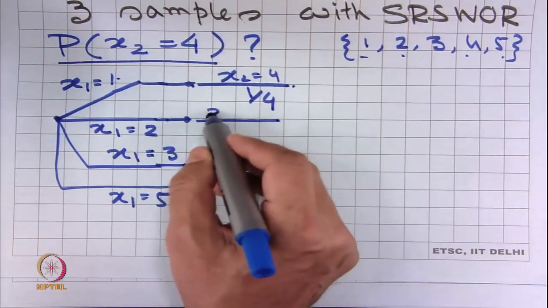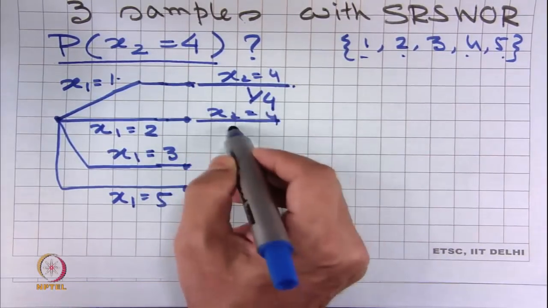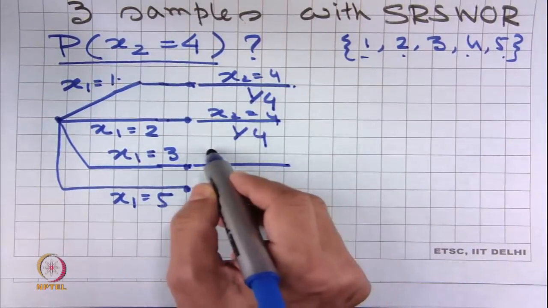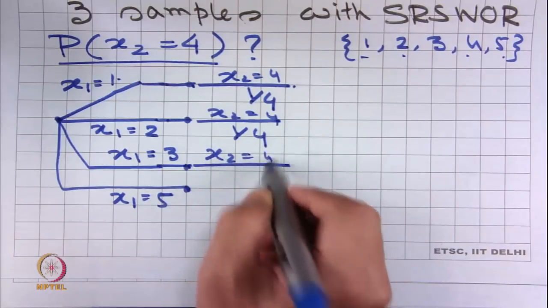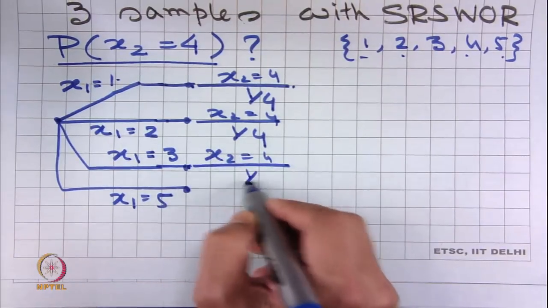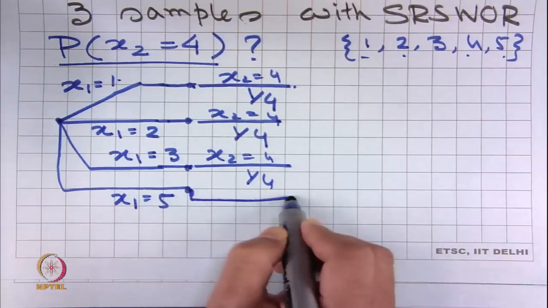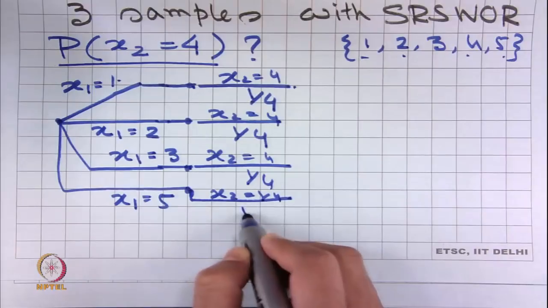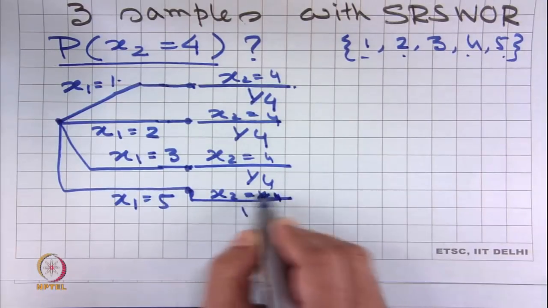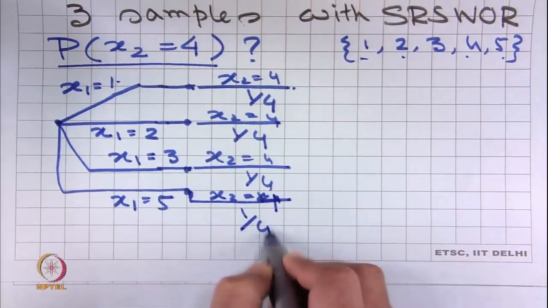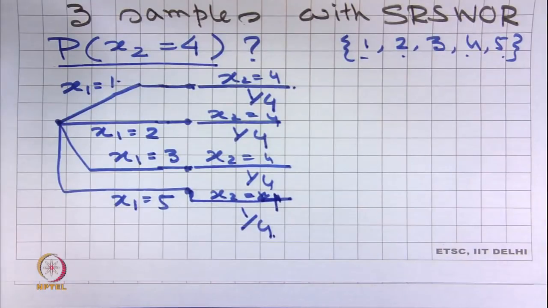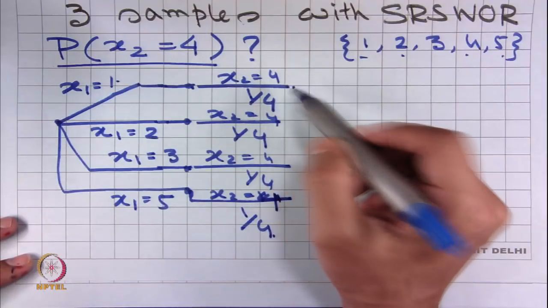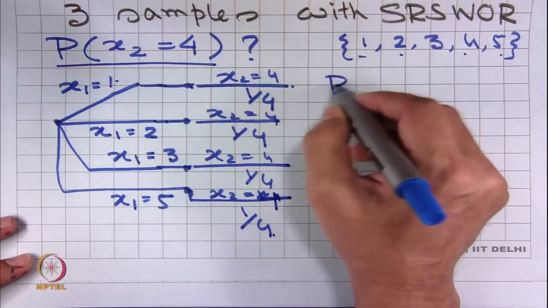Similarly, here x 2 is equal to 4 has probability 1 by 4. Here also x 2 is equal to 4, that probability is 1 by 4, and in a similar way, this probability x 2 is equal to 4 is 1 by 4. Therefore, the second sample can be 4 if the first sample is 1, 2, 3 or 5.